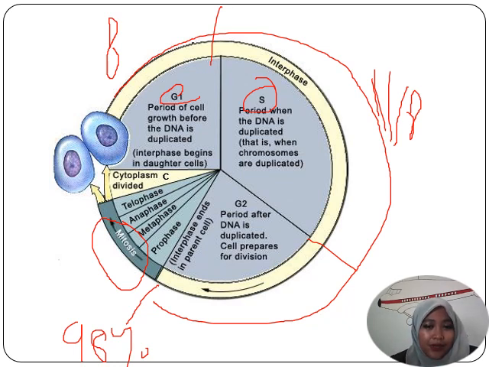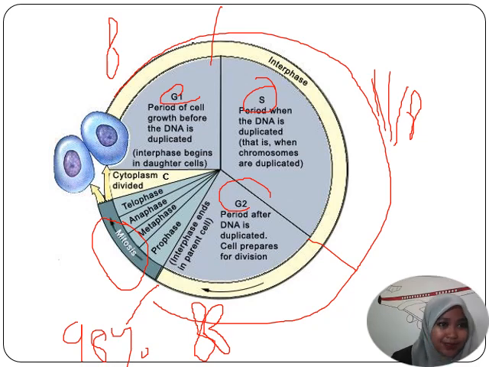Alright, when they reach G2, it is the period where they prepare for cell division. Basically, before they enter prophase, the DNA will look like this, meaning that they are ready for their showtime, which is the mitosis process.